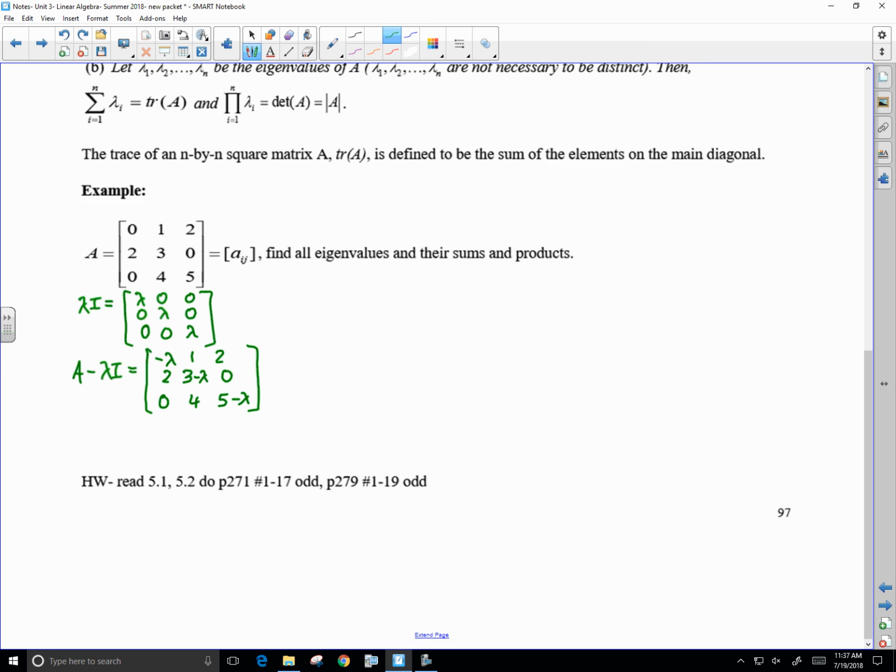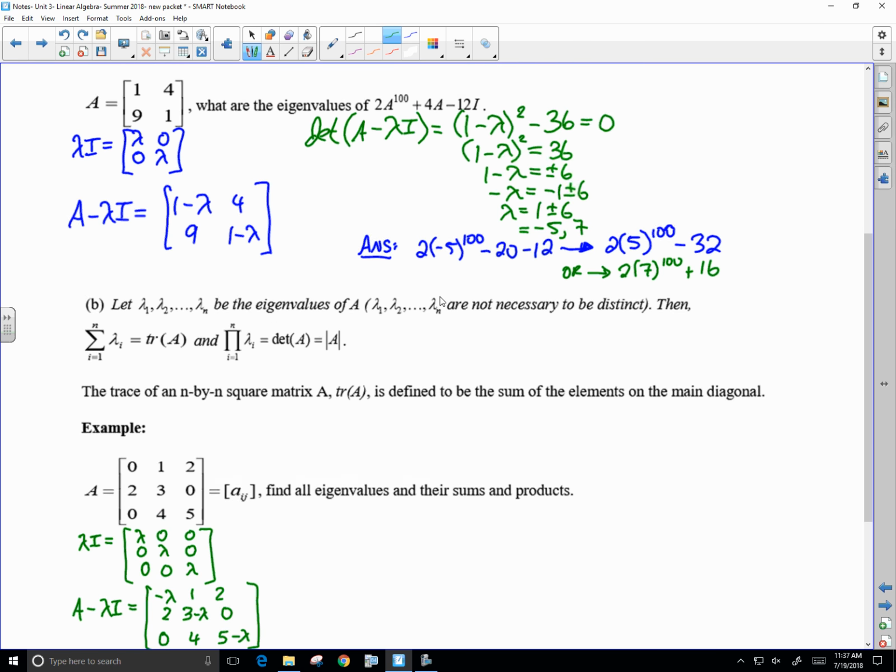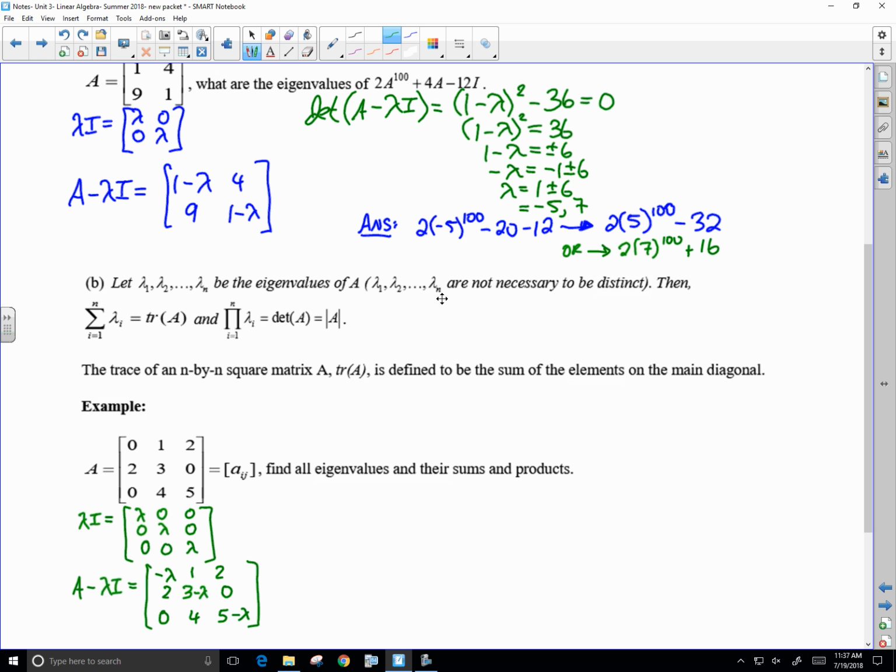Again, I like doing it this way, just like in the last one. I like using the A minus lambda I because on the main diagonal, that's the only thing that's going to be impacted by the calculations here. For a 2x2 matrix, not challenging really, either way. But the bigger the matrix, the more complicated it becomes to keep track of things.